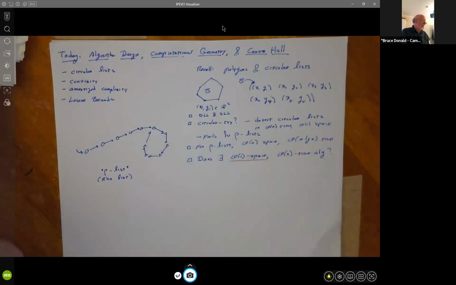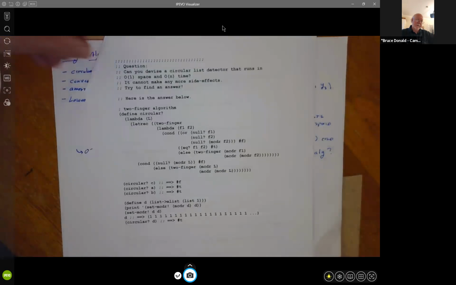Now, of course, writing down an animation of an algorithm is only an idea. So I've also written the code for you, which you can look at, but I'm probably not going to go through it right now. The two-finger algorithm, of course, is beautifully implemented in Scheme, like most algorithms. So here's the answer in Scheme.